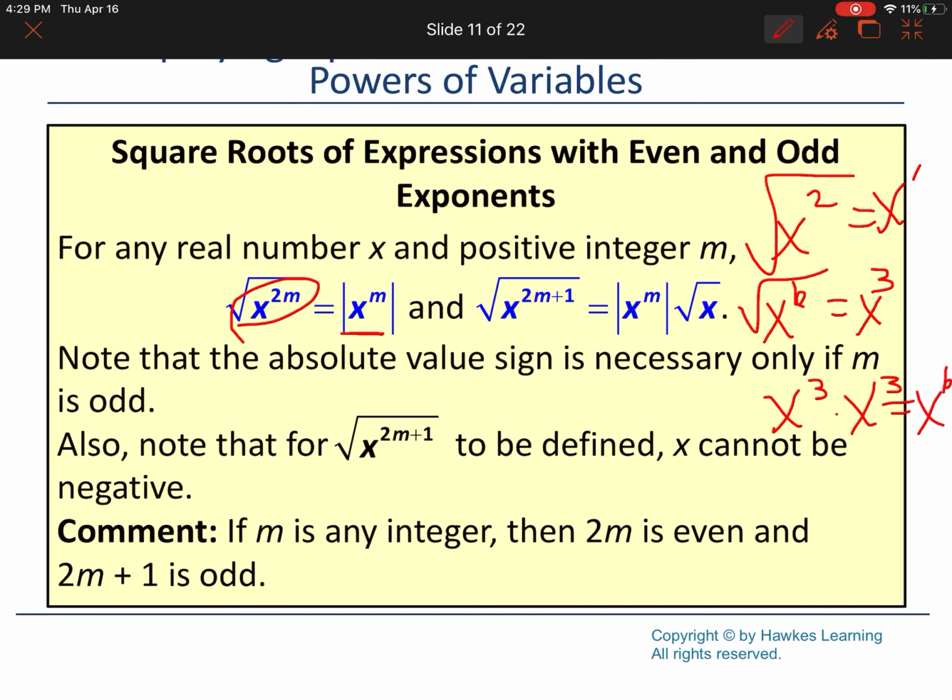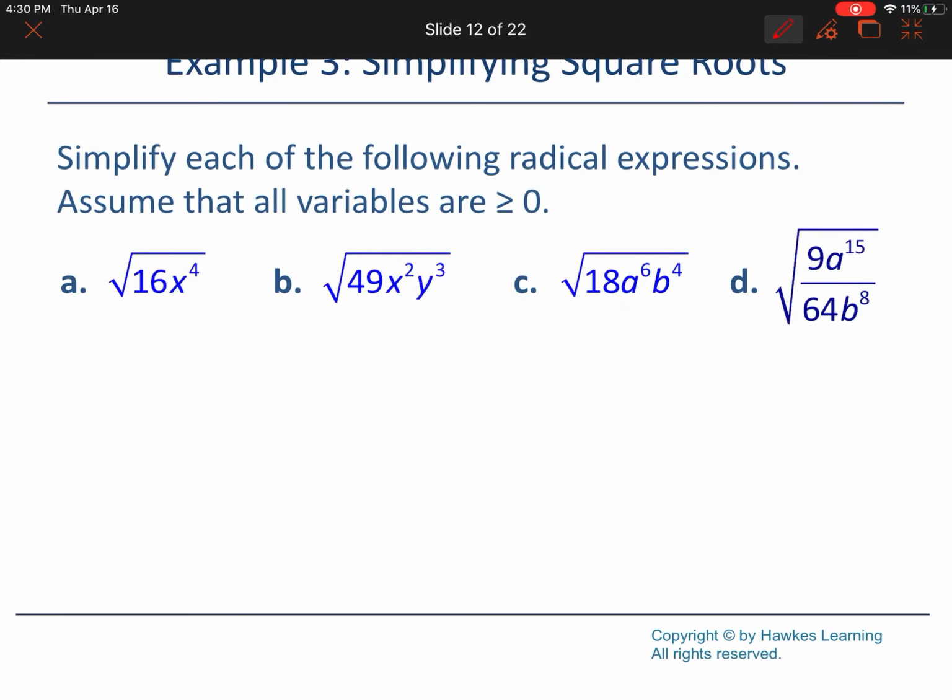So that's why. If it's an odd number, then when we pull out even pairs, we have 1 left over. That 1 will stay under the radical, whereas the rest of them will come out as we have 2's. So we'll talk about more of these as they come up here.